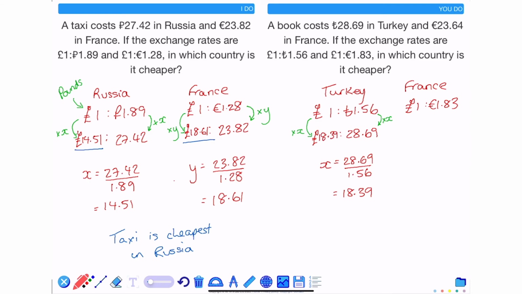£18.39. Doing the same thing for France, I need to convert €23.64 into pounds. So trying to work out what the multiplier is, that I'll call y. Y will be 23.64 divided by 1.83, and this gives 12.92, £12.92. Now looking at my pound prices, I can see that the book would cost less in France.